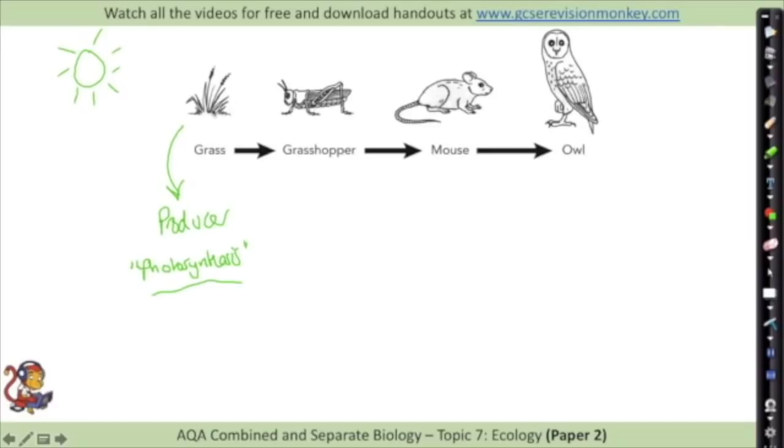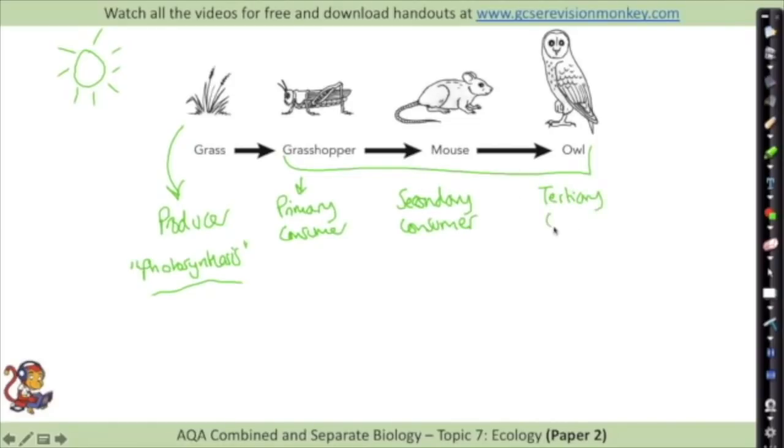That is then consumed by the grasshopper. So all of these three organisms here are called consumers, but this one is the primary consumer because it is the first consumer in the chain. The mouse is what we call the secondary consumer because it is the second organism in the food chain, and the owl is called the tertiary consumer.